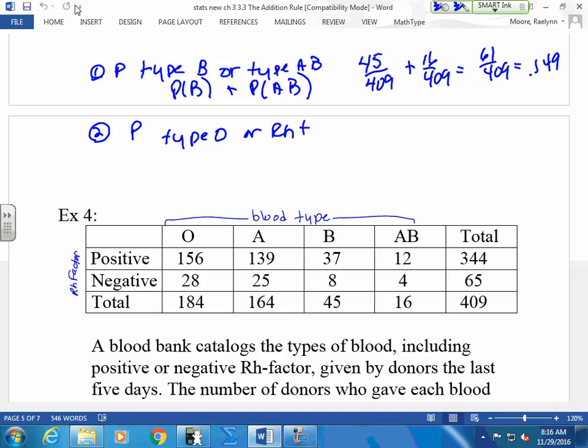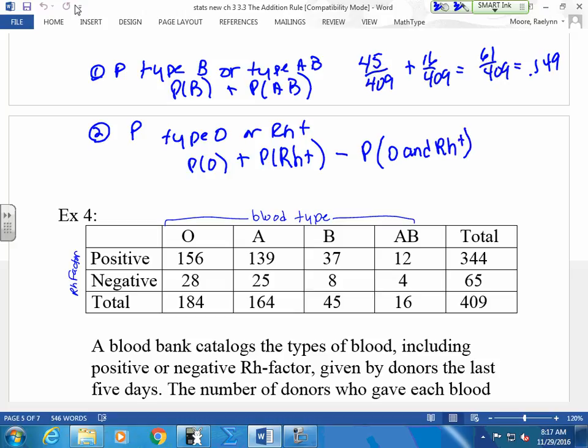They cannot happen at the same time. If you have type O, you can't be any other type. Type B can't be any other type. Okay, the probability that you're type O plus the probability that you're Rh positive minus what? O and Rh positive. Good.